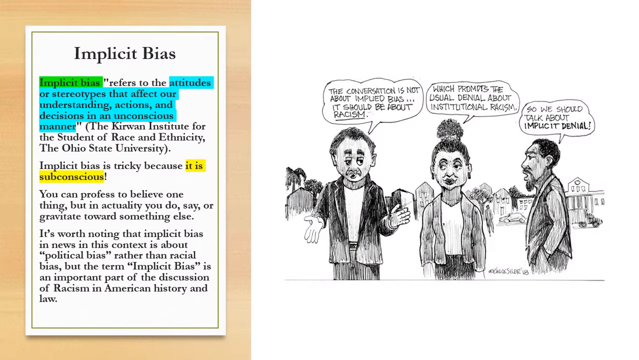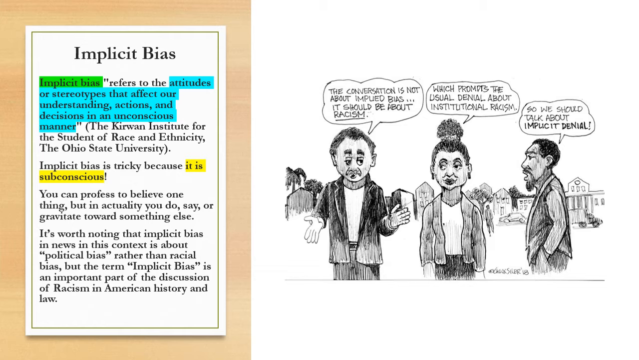So implicit bias refers to the attitudes or stereotypes that affect our understanding, actions, and decisions in an unconscious manner. It's tricky because it's subconscious. It's our foundational, like it's the basement of your mental house. You don't go down there all the time. The house rests on it. It's probably not the part of your house that you hang out in most of the time, but it's foundational and the rest of the house would fall down without it.